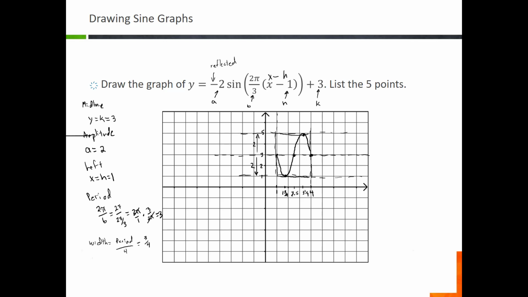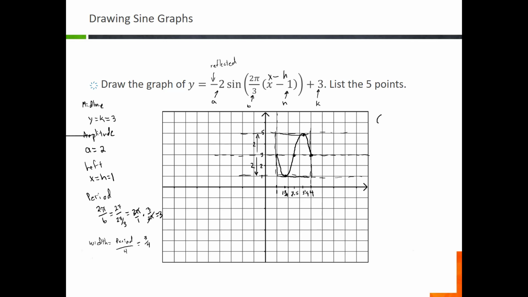And again, it should not be just a bunch of straight lines. It should be a nice smooth curve. So again, this is the reflected graph of sine. Normally it started here and goes up and then down and back up. But because that negative is there, we have to flip it upside down. Okay, and so this is what our graph looks like. So let's go ahead and list out our 5 points, and we'll just go from left to right.